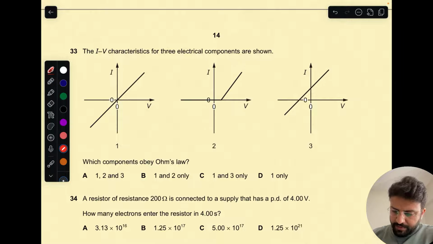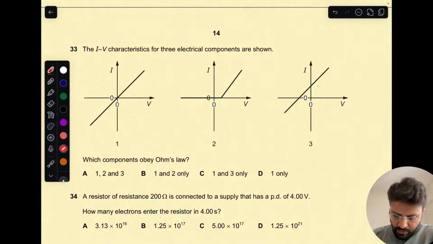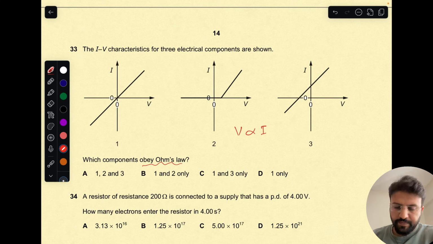In the next question, the IV characteristic for 3 electrical components are shown. Which component obeys Ohm's law? Ohm's law is V is directly proportional to I, right? And R should be constant. So it is only 1. That is option D. Second and third are not obeying Ohm's law.